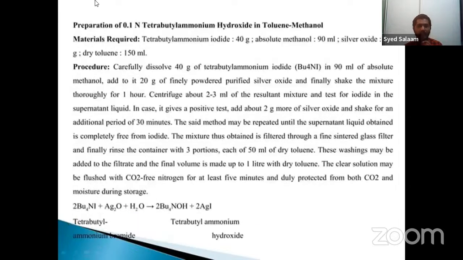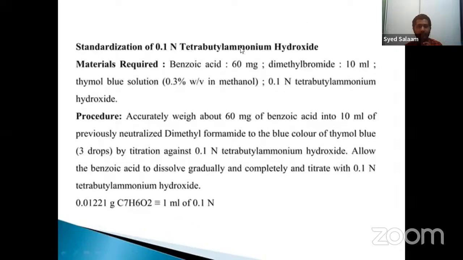Next, the preparation of another titrant, 0.1 N tetrabutyl ammonium hydroxide. In this, benzoic acid 60 mg, dimethyl formamide 10 ml, and thymol blue solution, 0.3 weight by volume in methanol, will be taken, along with 0.1 N tetrabutyl ammonium hydroxide. First we take benzoic acid, and in that we dissolve 10 ml of previously neutralized dimethyl formamide.